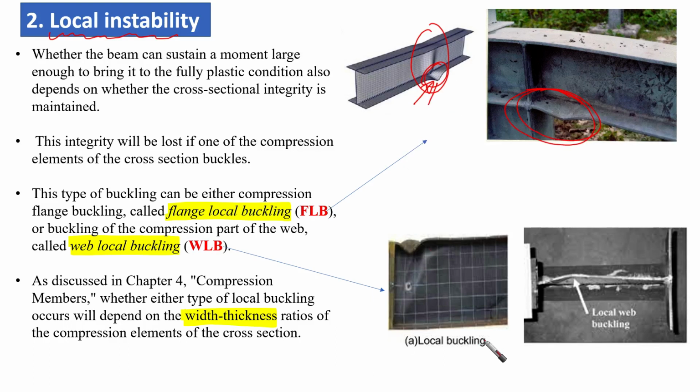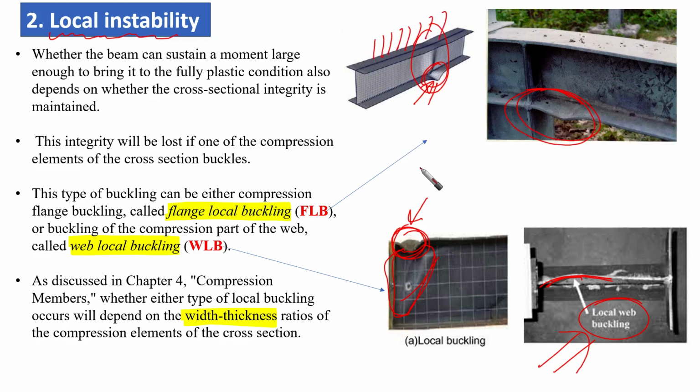Or we are going to find that it is happening in the web itself. As you can see here, this is in the web. Even though there is some kink here, there is also flange buckling, but we can see that this is also related to the web. Here, this is the web, and there is some buckling here. We call this local web buckling. Okay, so this is another type of local instability. We are facing different failure modes of beams whenever they are loaded under transverse loading.